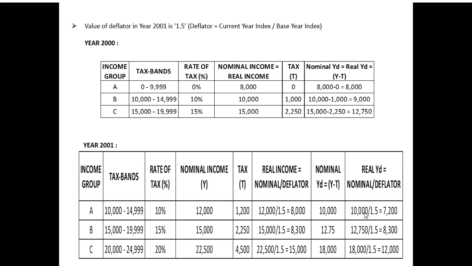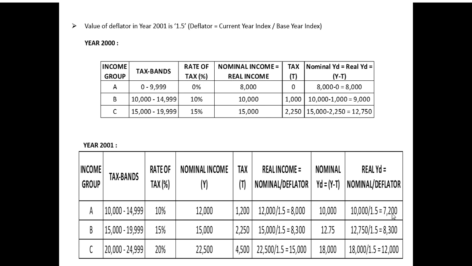So what has happened? Now look at real disposable income. Previously, real disposable income was 9,000. Now, when your income has actually gone up, the real disposable income falls to 7,200. That is the thing here. The rule is that if we do not correct for inflation, then the nominal income in the inflation year will be the same as the previous year. But when corrected for inflation, when you divide it by the GDP deflator, it is going to be less than the disposable income in the previous year.